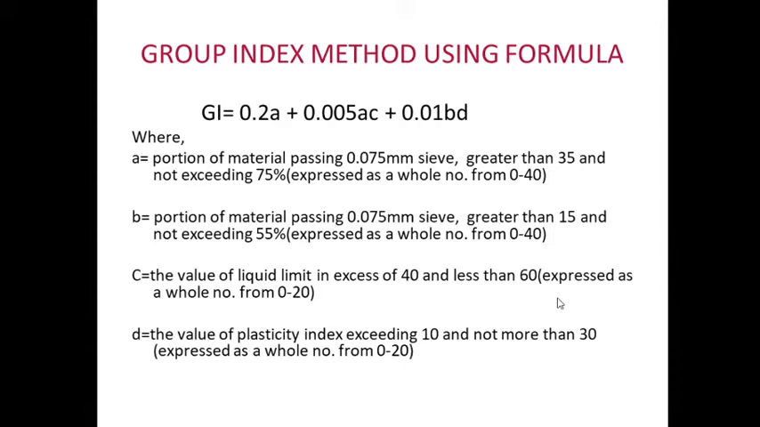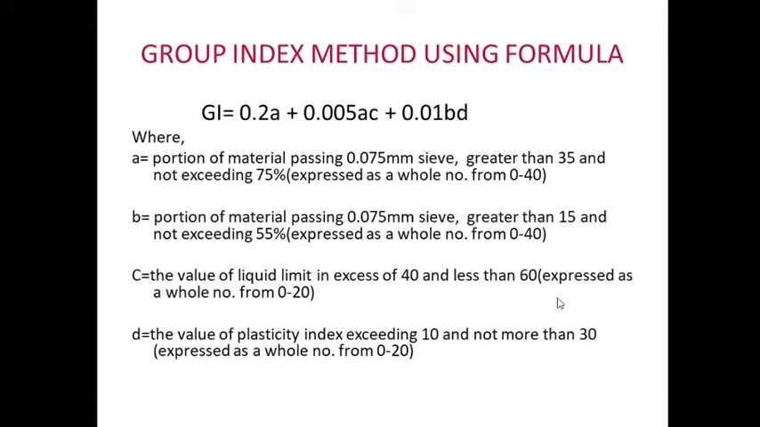Normally, the group index value may vary from 0 to 20. If the group index is 0, the soil is very good, and we can considerably reduce the thickness of the pavement. If the group index is 20, the thickness of the pavement is very high, I mean 800 mm or 900 mm. So the group index represents the strength of the subgrade soil.